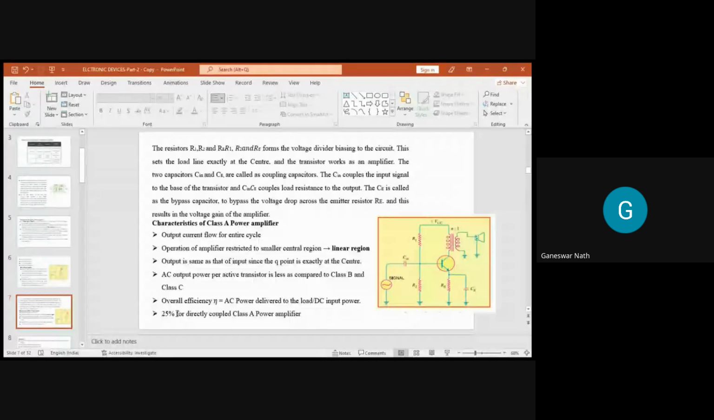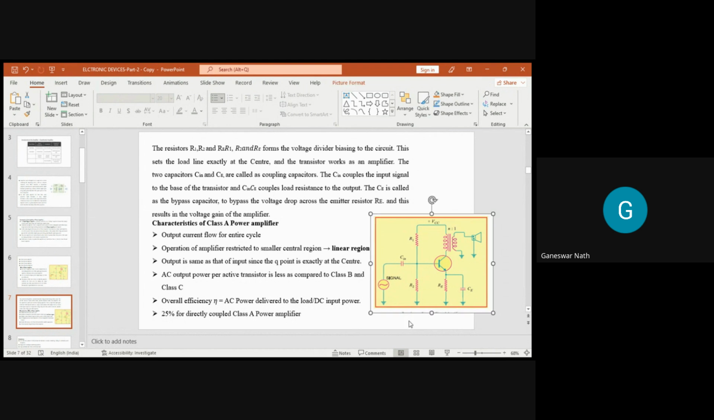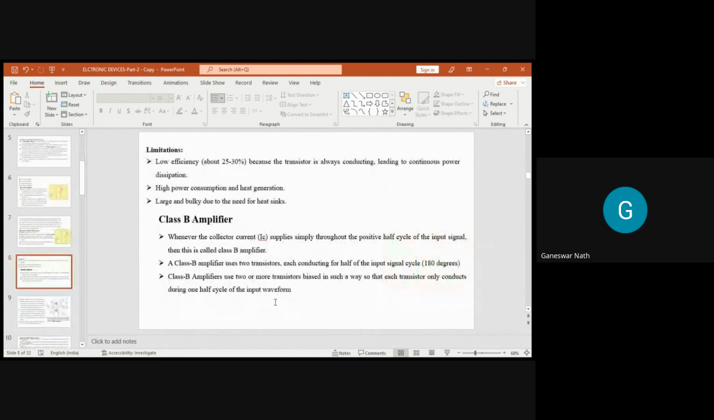Then you can find the AC output power for the active transistor is less compared to class B and class C. The overall efficiency is equal to the AC power delivered to the load divided by the DC input power, and you can get an efficiency of only 25% of the total input. So that is why it is not used very effectively in circuits or devices. These are some limitations you can find.